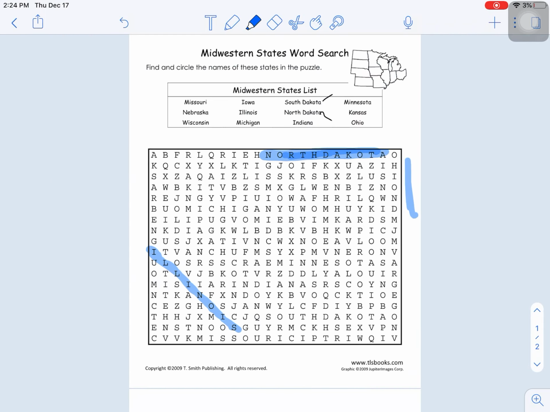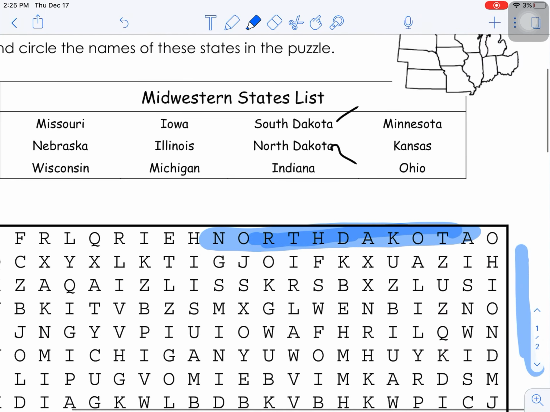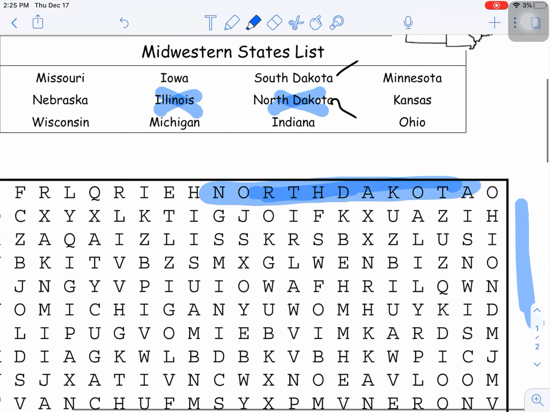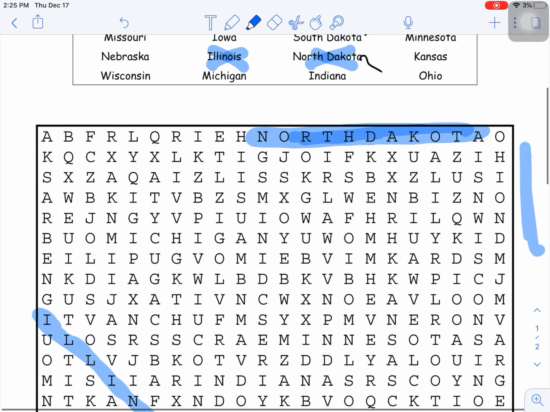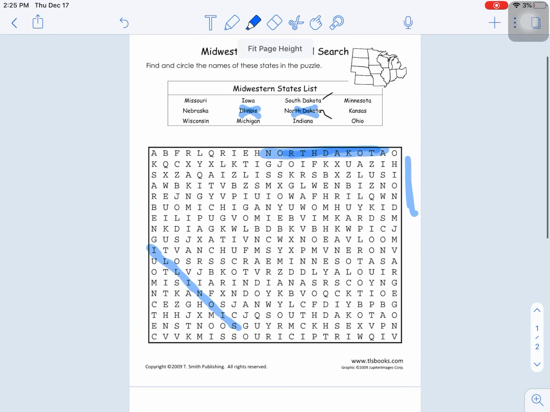All right, use your key. So when you're done, I recommend crossing off a word. I just found North Dakota and I found Illinois, so I can cross those off. Like I said, just do your best to find these. If you have any questions, reach out to your teachers.